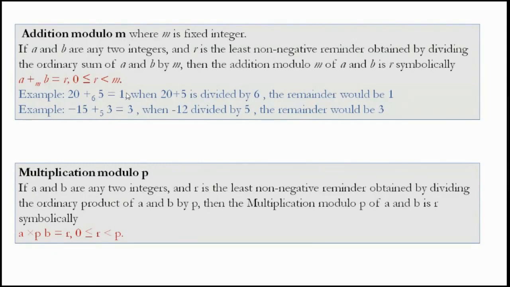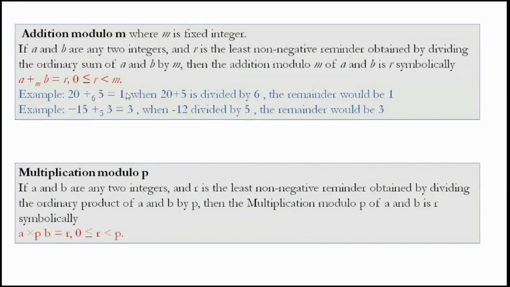And what is the case if a is negative or b is a negative number? So here minus 15 plus 3 is minus 12. Usually the modulo operation is done on positive numbers. If there is a negative number, it must be subtracted from the modulo number.